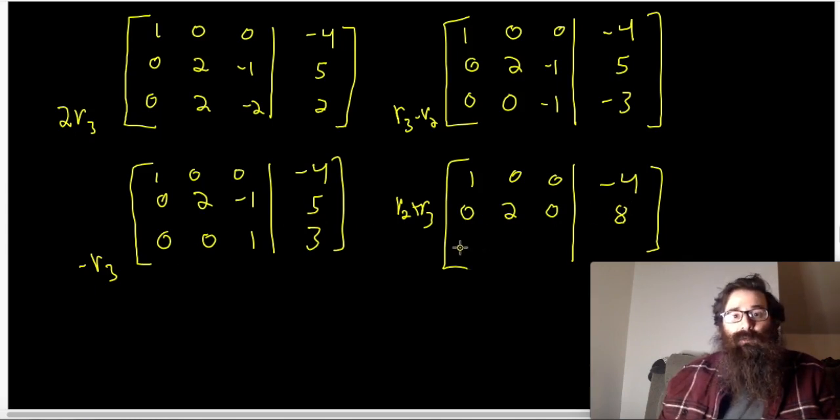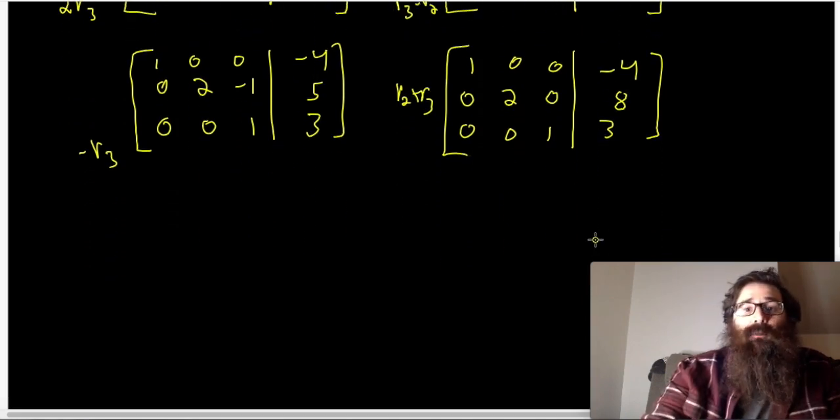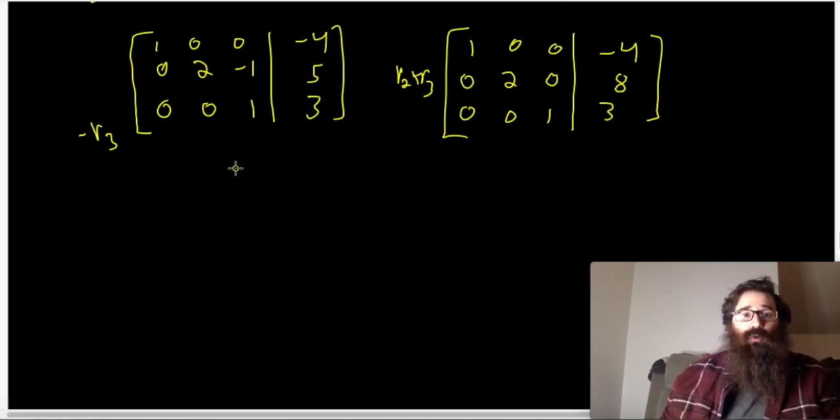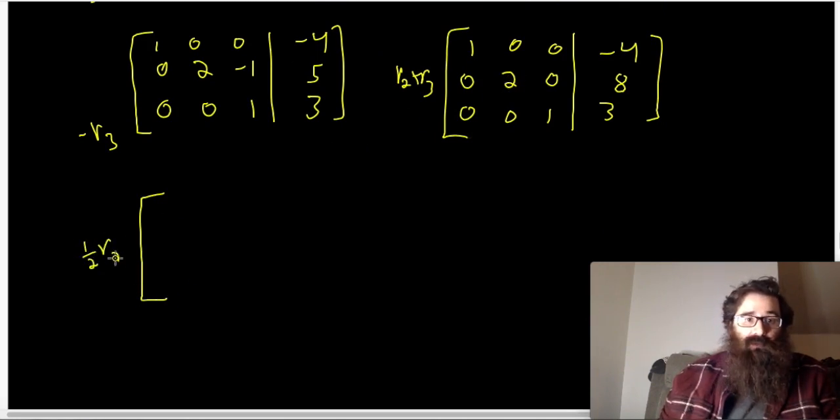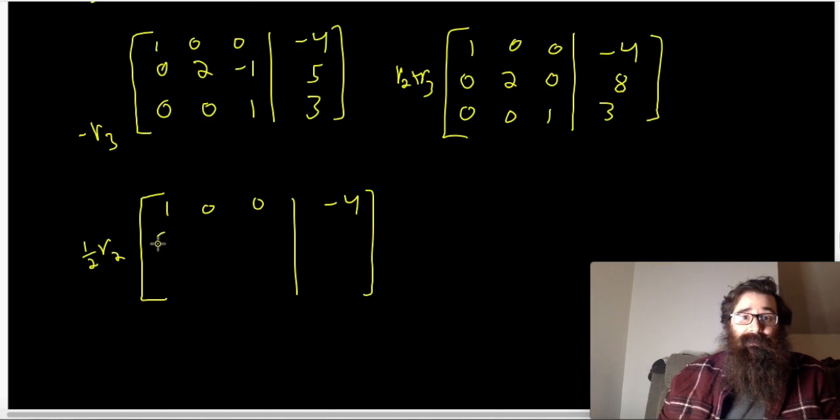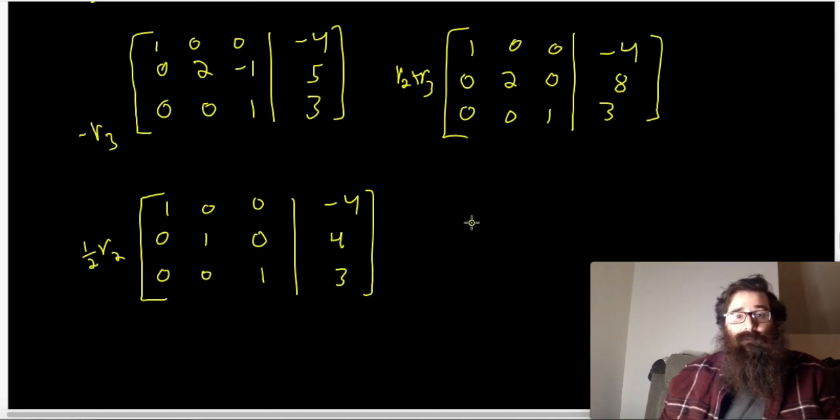And then I can go ahead and rewrite row 3. And I'm almost done. Now all I have to do really is scale row 2. We said we don't want that to be a leading 2, it should be a leading 1, so I want 1/2 row 2. And rewriting, I have 1, 0, 0 augmented with -4. Scaling, I get 0, 1, 0 augmented with 4, right, dividing everything by 2. And then rewriting that last row, 0, 0, 1 augmented with 3.